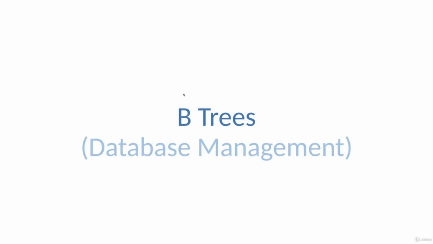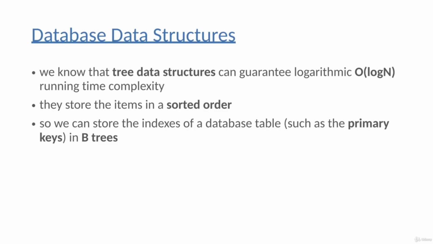In the previous lecture, we have been talking about external memory, and in this lecture, we are going to focus on the B-tree data structure. So we know that tree data structures can guarantee logarithmic running time complexity because they store the items in a sorted order. So this is what we have been talking about in the previous lecture, that if the items are unsorted, then we have no other option but to consider every single item in the database table on a one-by-one basis until we find the item we are looking for.